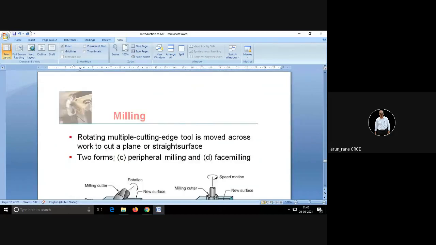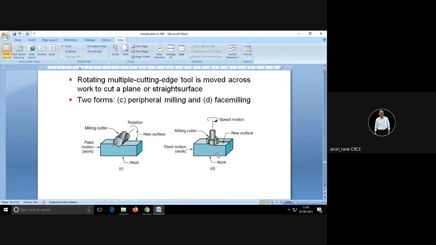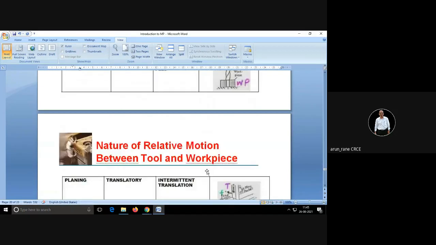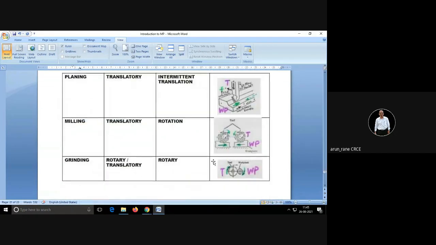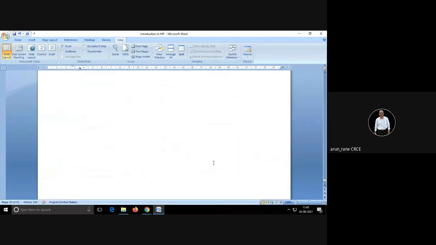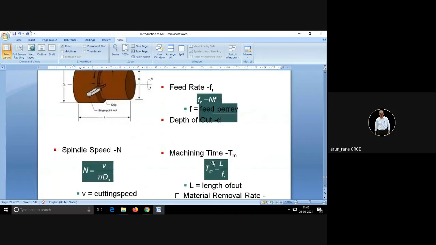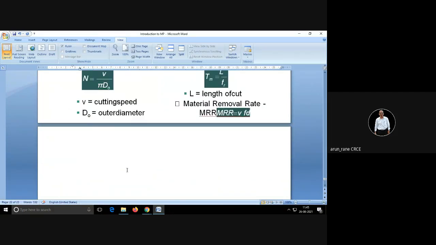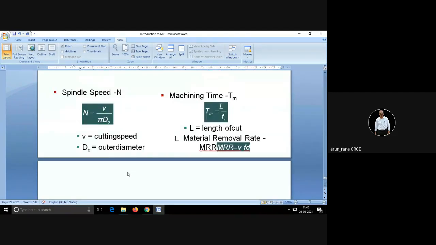Drilling, milling, you are familiar now. This operation is called as the plane milling. This is plane milling and this is called the face milling. Okay, so these are the different tool motions and tool mechanisms. That is what we saw, and we also saw how to find out the machining time. And there is a mathematical model also for material removal rate, that is how to calculate the material removal rate. So this I wanted to tell you.